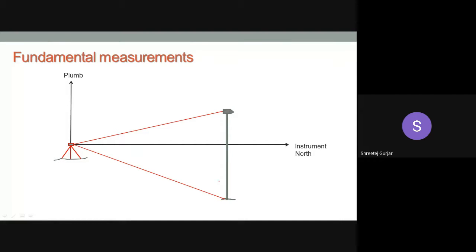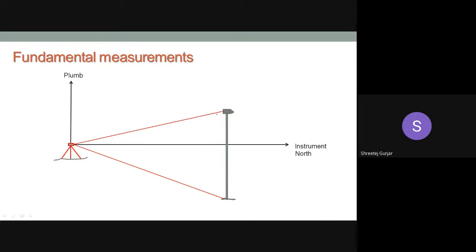So you can do measurements using the reflector or directly also, right? But if you use a reflector reading, it will be very accurate. You can also directly hit the target without using a reflector and take the measurement. That provision is also given in a total station. But usually we go for a reflector because that is very accurate.